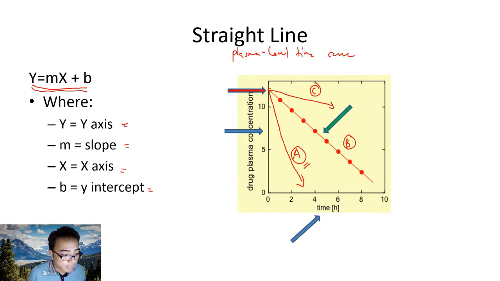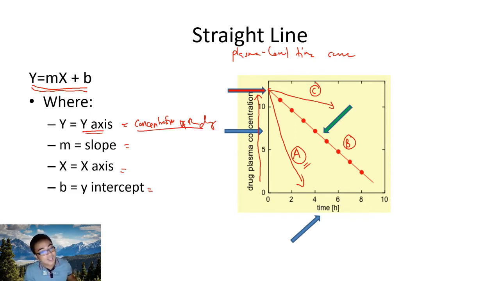Ano nga ba yung mga data na nasa y-axis? Okay, that's the vertical line. Very good. That's the y-axis. Ano yung data na nasa y-axis natin? Ito yung vertical line na to. Ano yung mga data nandito? Very good. It's the concentration of the drug. Okay? So, tama yon. Concentration of the drug. Ano naman yung mga data class na nasa x-axis?